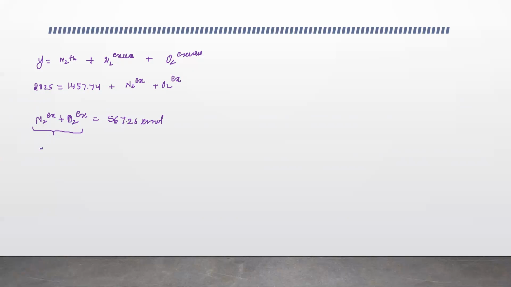Now, excess nitrogen and excess oxygen together is basically excess air, right? So excess air is 567.26 kilomole.